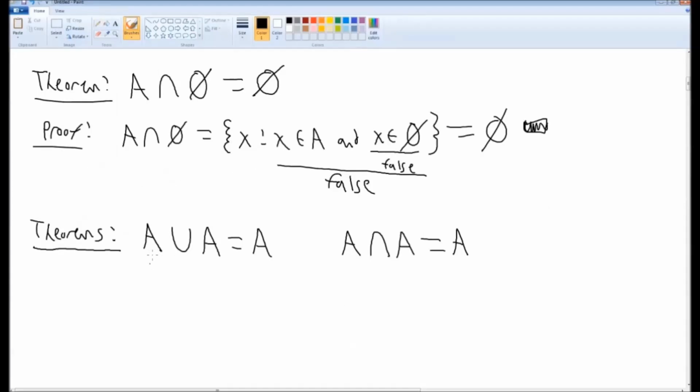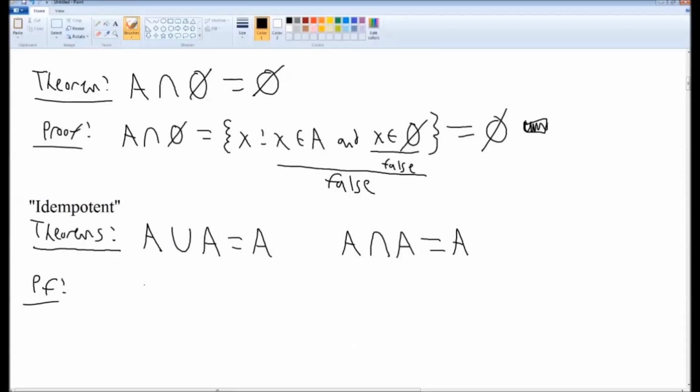The next two theorems I'm going to put right together because they're related. If you take the union of any set with itself, you just get the set. And if you take the intersection of the set with itself, same thing. The technical name for these two properties is idempotent, by the way. You don't have to remember the name, but it might be helpful for some of you.